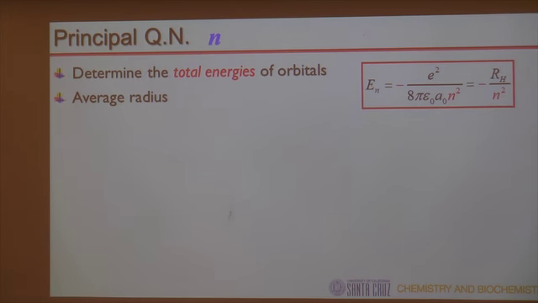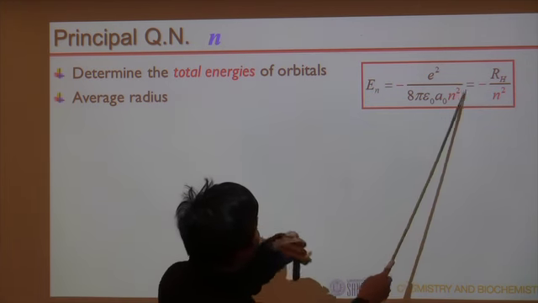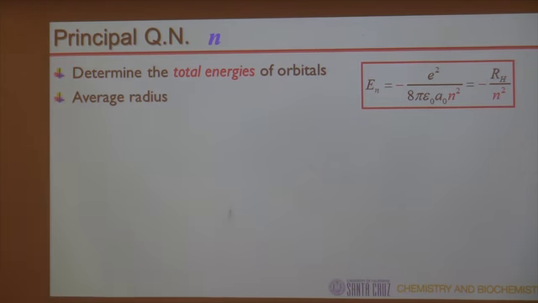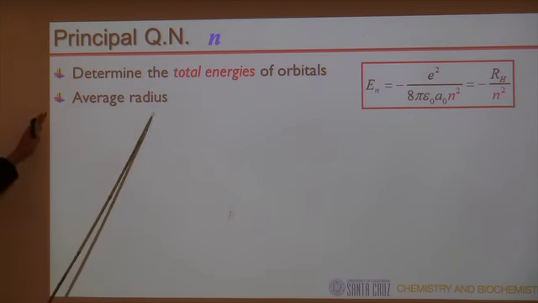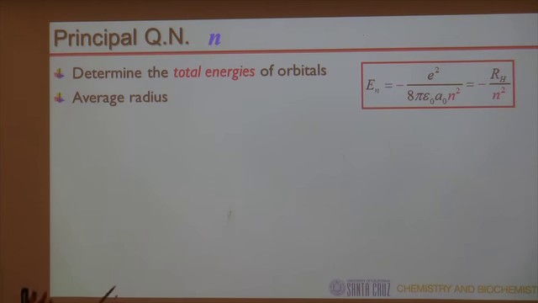It also determines the average radius of each orbital. You will see from this figure that in the Bohr model we have one s orbital and then another s orbital, and they have different radii with respect to the distance between the s orbital and the nucleus. The same thing applies here. Although in the quantum picture we do not have sharp orbitals, we can use this to qualitatively compare the average radius of the orbitals.